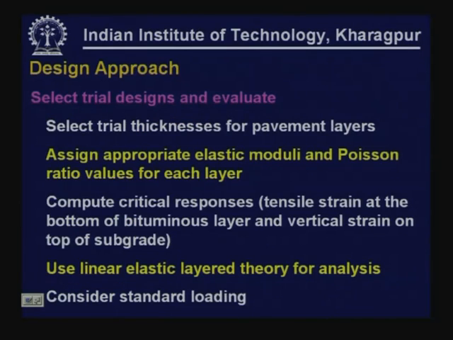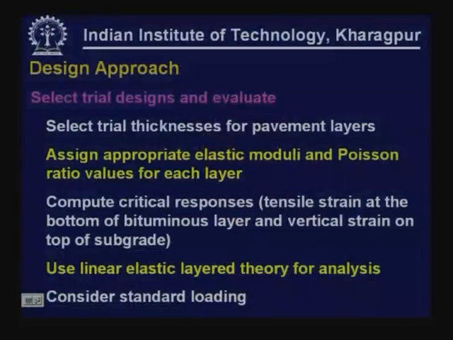So, the design approach follows, the next step being select trial designs and evaluate them. We can select various alternative designs in terms of various combinations of materials and also various combinations of thicknesses, and we can evaluate each one of them and see whether they satisfy the performance criteria. We remember that there are two criteria available, one for fatigue failure and the other for rutting failure. So, we select trial thicknesses for different pavement layers, having selected already the type of material that we are going to use, and we can also assign appropriate material properties to those materials. So, we have already selected the materials to be used. The only thing that is to be selected is the thickness of each layer.